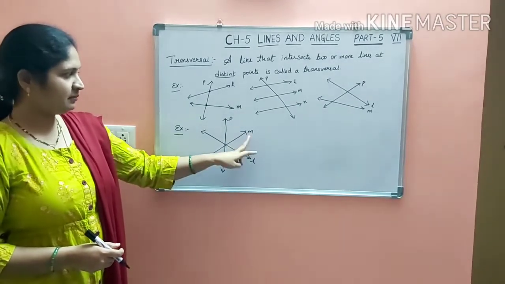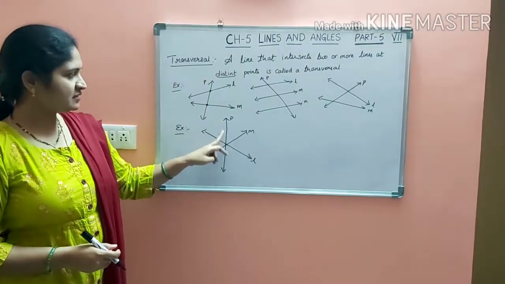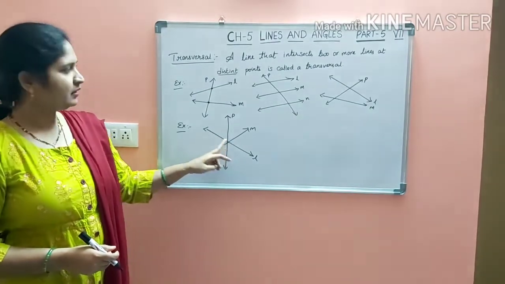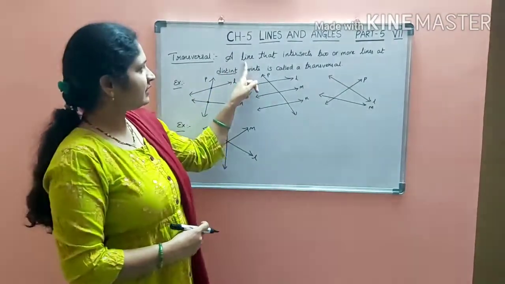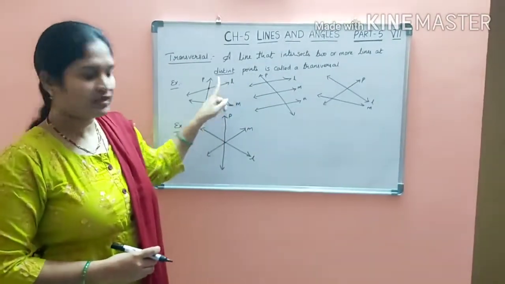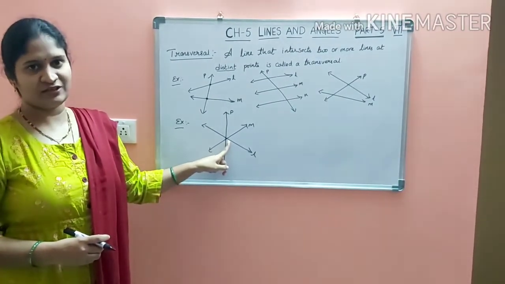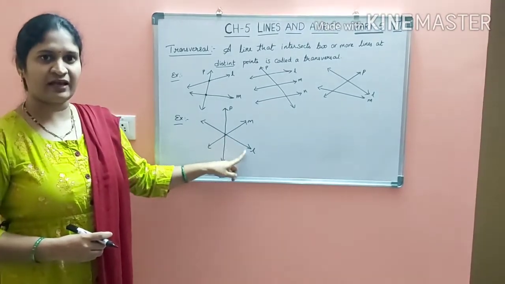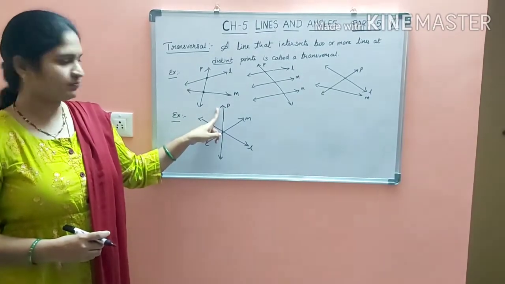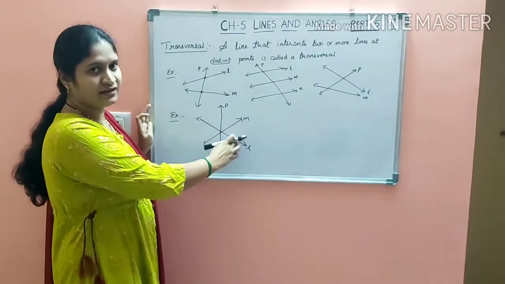Think for a while, children. I am taking two intersecting lines L and M. I am taking another line P which passes through these two lines at the point of intersection. Children, if you observe the definition here, a line that intersects two or more lines at distinct points. Here, the line P passes through the common point. From the definition of intersecting lines, this is the common point for L and M. The line P is not passing through distinct points here. So clearly we can say that P is not the transversal for the lines L and M.